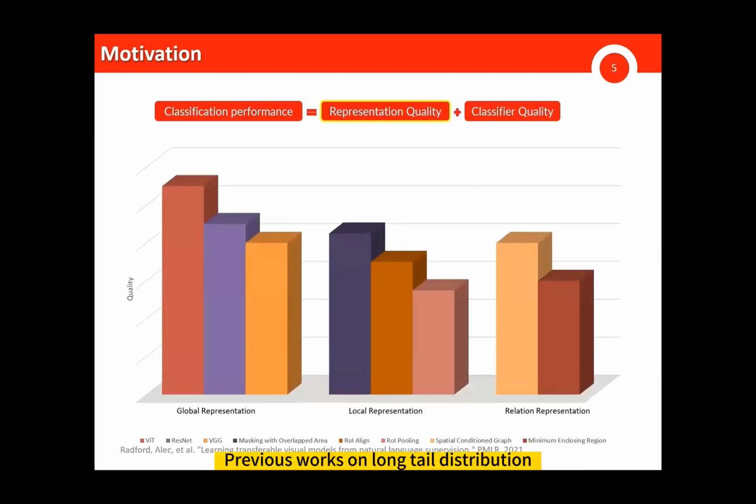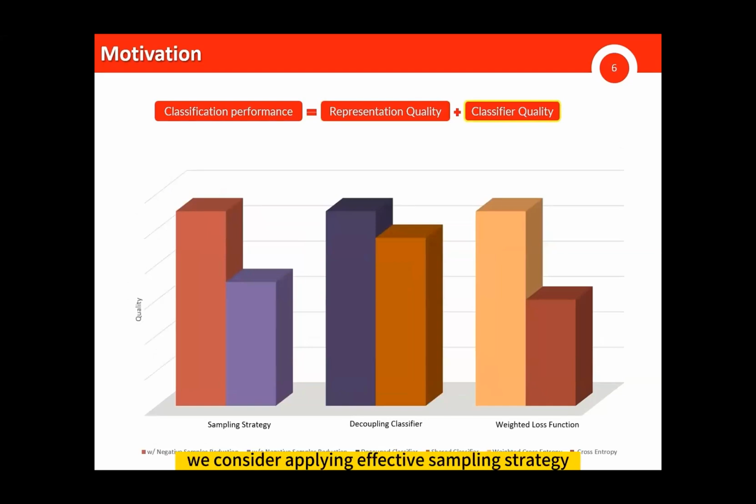Previous works on long-tail distribution recognition demonstrated that the final classification performance of the model depends on two aspects: representation quality and classifier quality. The motivation behind our work is to improve the quality of both aspects in order to enhance the overall model performance. For improving the representation quality, we validate different methods on three aspects, which are global representation, local representation, and positional representation. For improving the classifier quality, we consider applying effective sampling strategy, decoupling classifier, and weighted loss function.